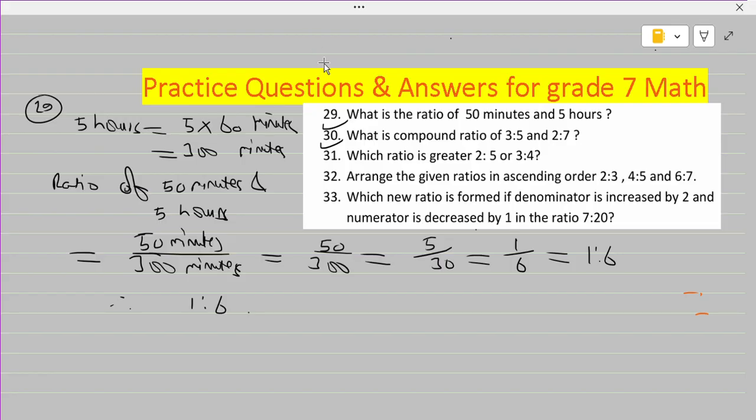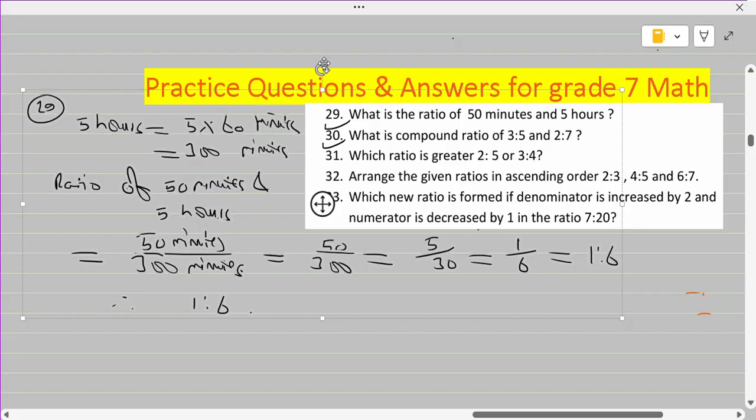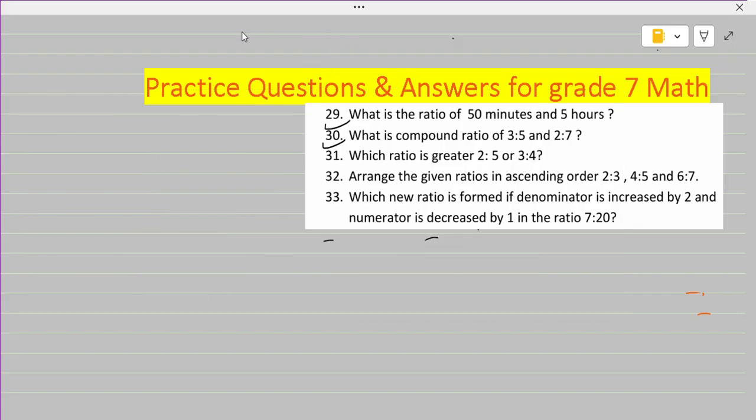I make this clear first. Okay, so number 30 now. In number 30, what is said here? What is the compound ratio of 3:5 and 2:7? We are asked to find the compound ratio of 3:5 and 2:7. When we find the compound ratio of two ratios, we have to multiply. For any two given ratios, if we are about to find their compound ratio, we have to multiply those two ratios.